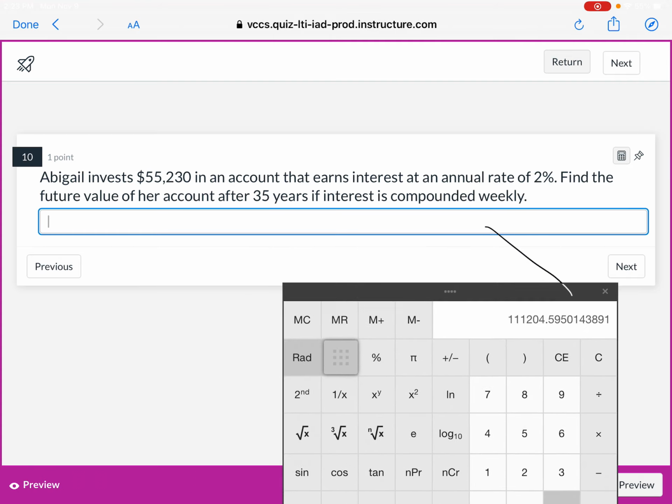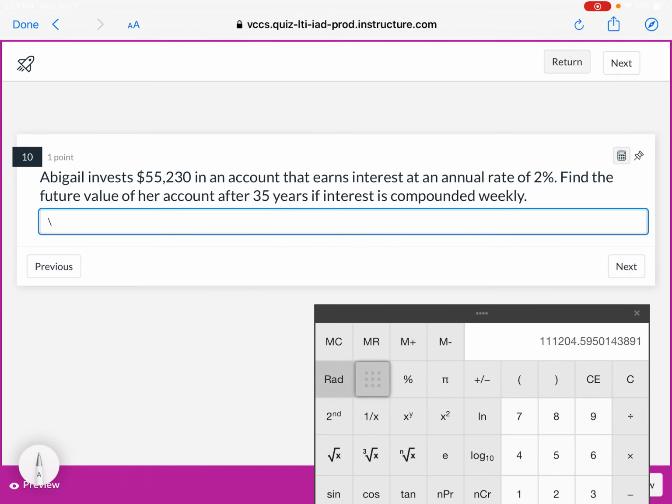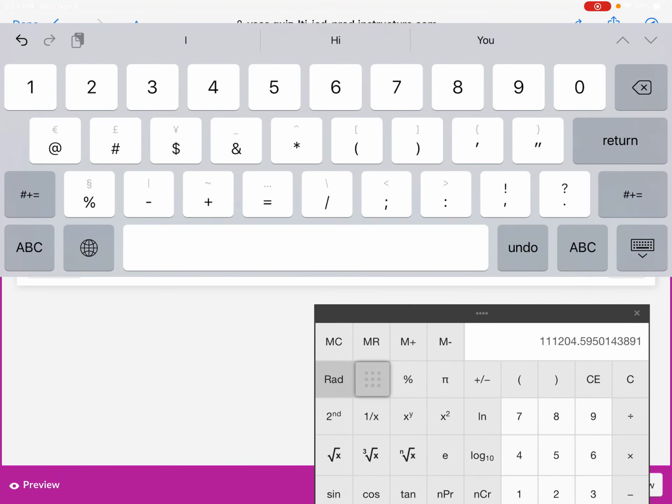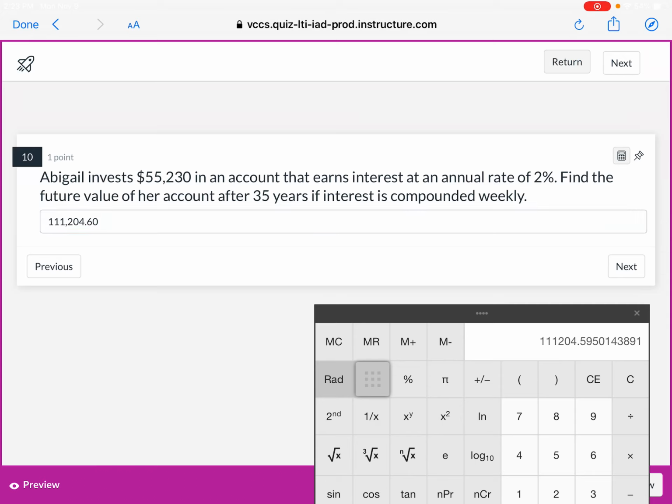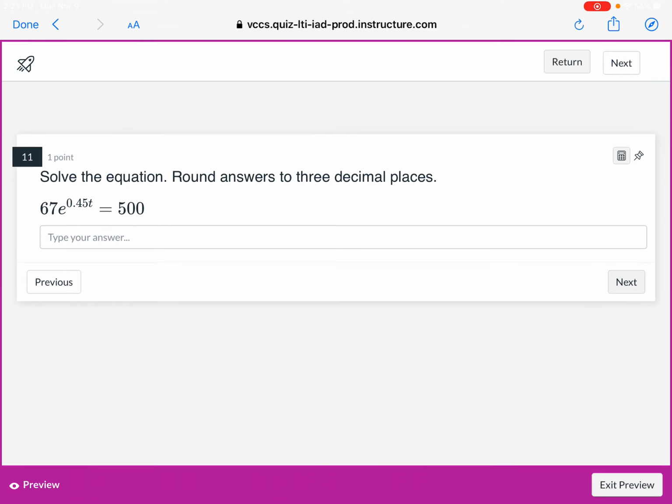She's going to have 11, I can't even read this. All right, let me go ahead and type this answer in. 111,204.59, but then round that up to 60 cents because the next number is 5. Wow, Abigail, that's good. Okay.